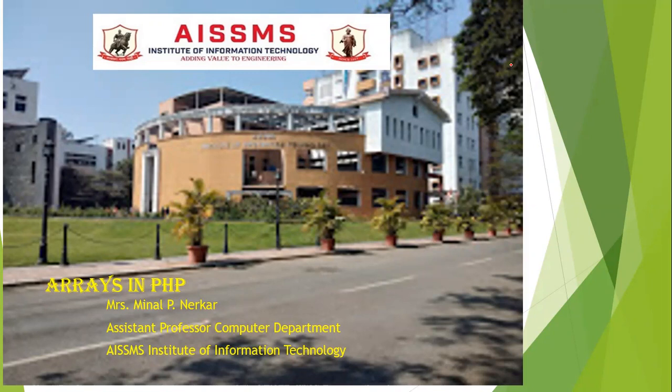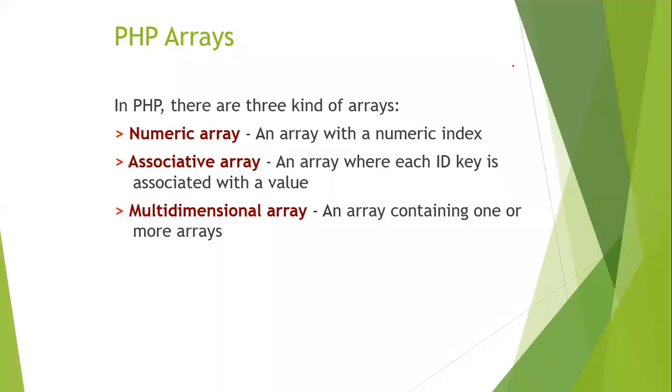Today we are going to see the different types of arrays in PHP. There are three types of arrays supported in PHP. First one is numeric array, where the index is of kind numeric. Second is an associative array, where the array is nothing but a key value kind of pair. Third type of array is a multi-dimensional array, where array contains more than one array. Now we will see each type of array in details.